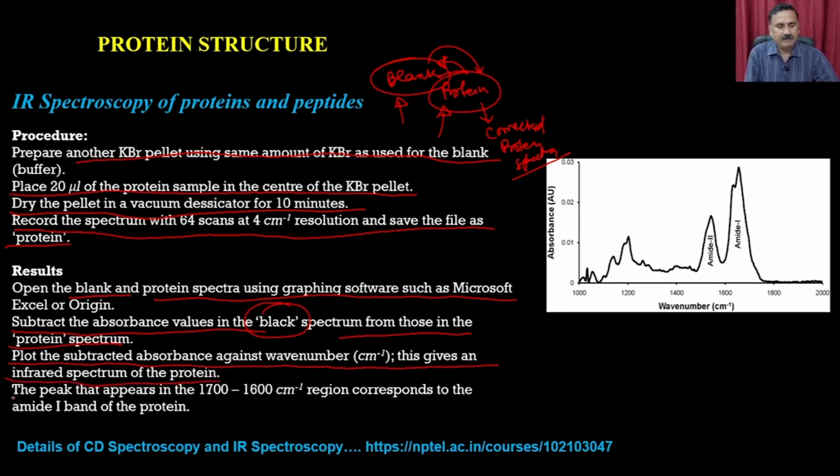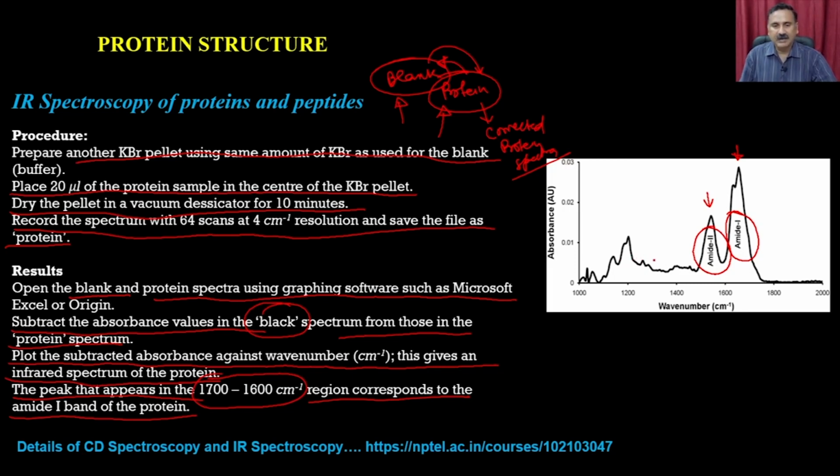The peak that appears in the 1700 to 1600 region corresponds to the amide 1 band of the protein. So, what you see here is the typical IR spectra of proteins. And what you see here are the peaks. This is the amide 1 peak, this is the amide 2 peak which you are going to get, and you are going to get some more peaks also.